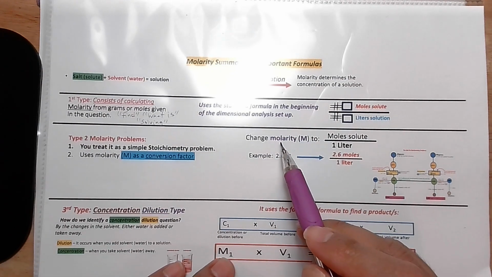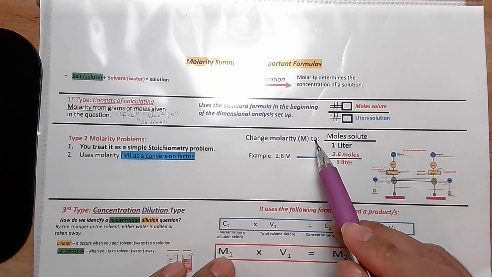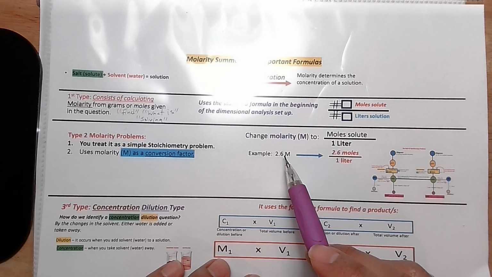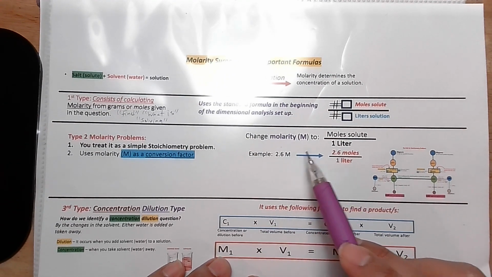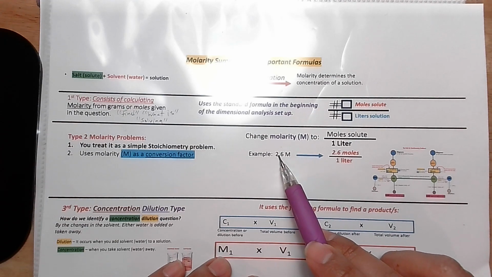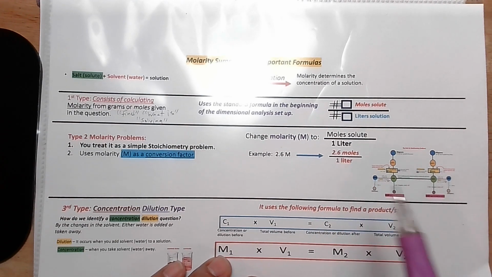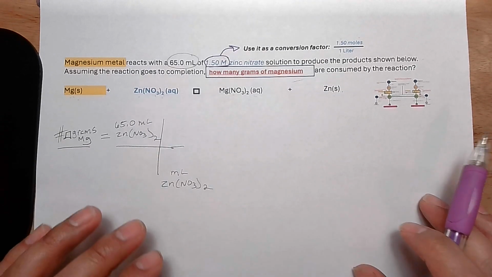So you're going to change molarity, or molar, to say moles of solute over 1 liter. So let's say that they give you 2.6 molar in the problem. You're going to change it so it says 2.6 moles over 1 liter. In short, you're bringing the number over and just saying moles over liter. Okay, so here's the problem.